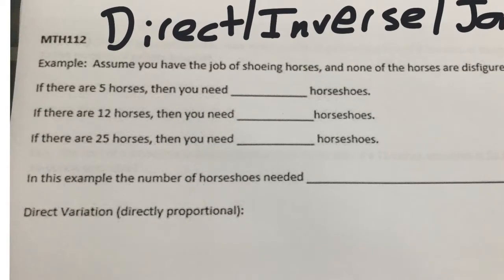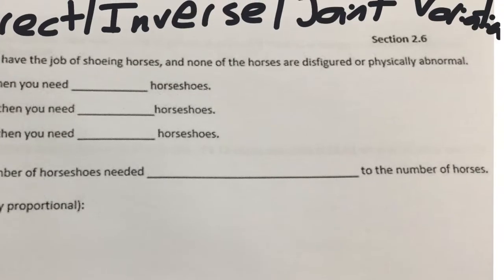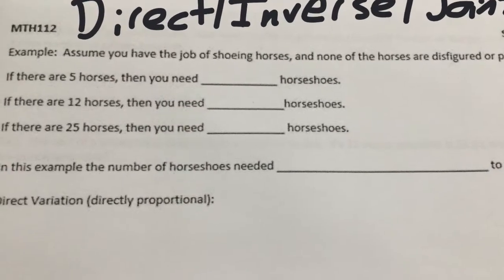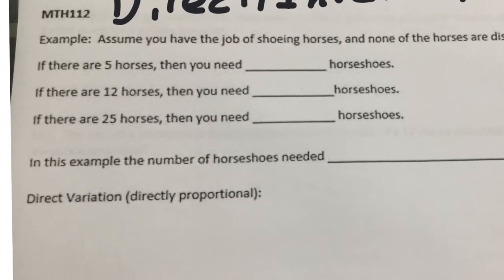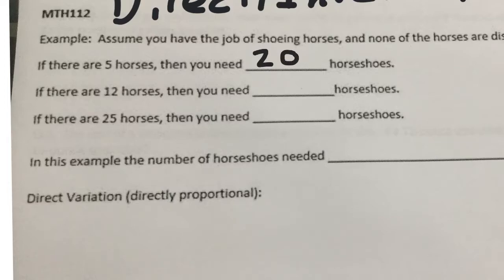This section's pretty easy. Assume you have a job of shoeing horses. None of the horses are disfigured or physically abnormal. If there are 5 horses, then you need how many horseshoes? 20. How did you get that? 4 legs, right? So 5 times 4 is 20. So if there are 12 horses, how many horseshoes do you need? 48. If there are 25 horses, then you need 100 horseshoes.